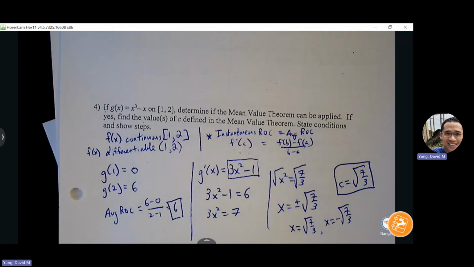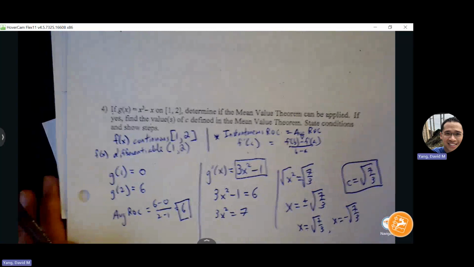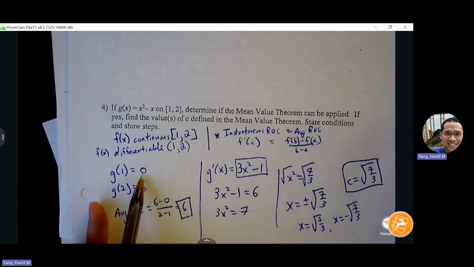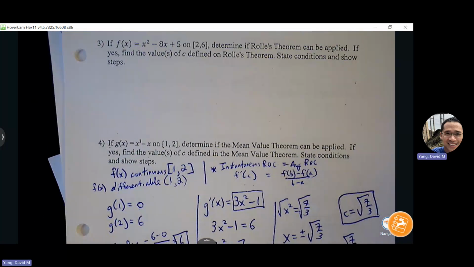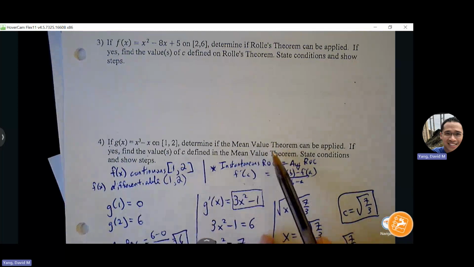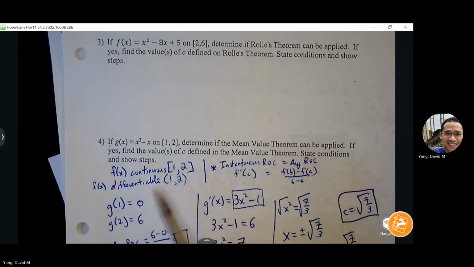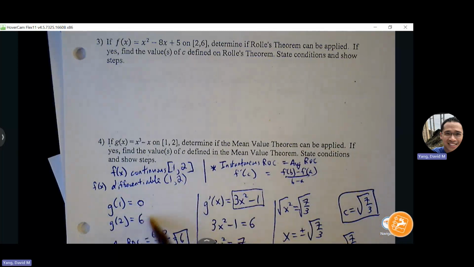So everything is virtually the same. It's just more restrictive. It needs the same y value to force a slope of 0. Yeah, that's right. If they were asking for this problem to be Rolle's theorem, it would fail because this is not a slope of 0.